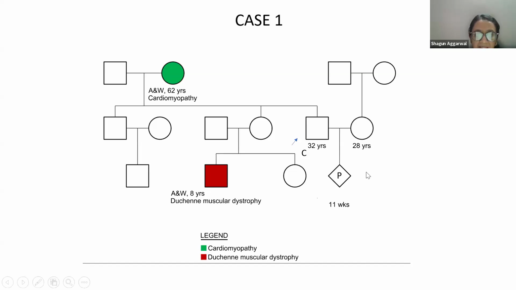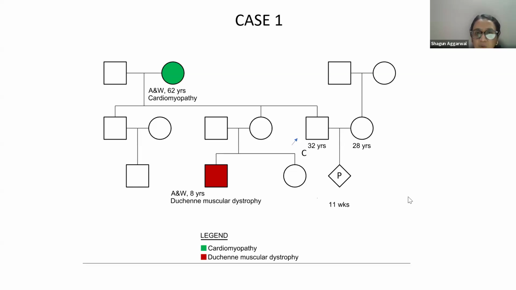And in this particular pedigree, the other interesting thing is that the husband's mother also has a cardiomyopathy. So sometimes we need to remember that DMD in a female can also manifest at a later age with a cardiomyopathy. So it is possible that she is a DMD carrier manifesting with cardiomyopathy, and now her daughter is also a carrier, and that's why the daughter's son is affected with DMD.